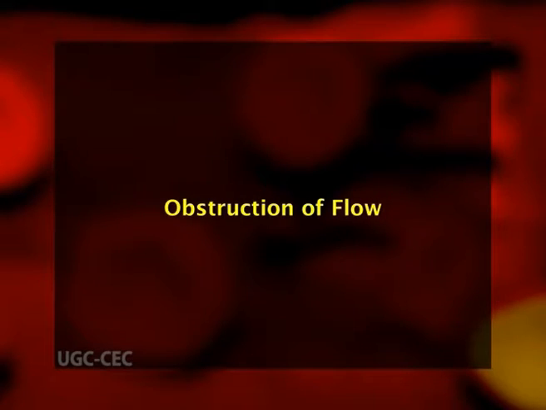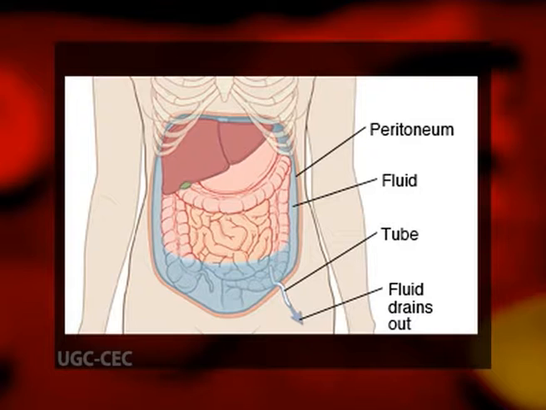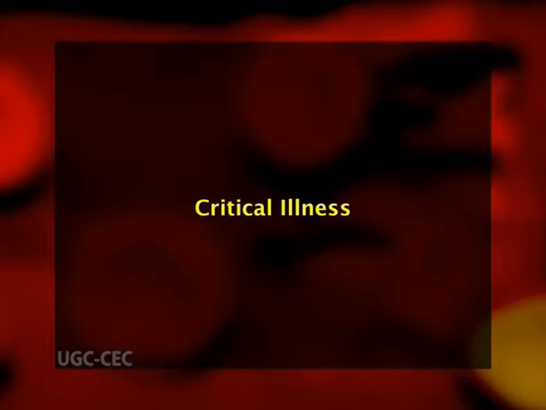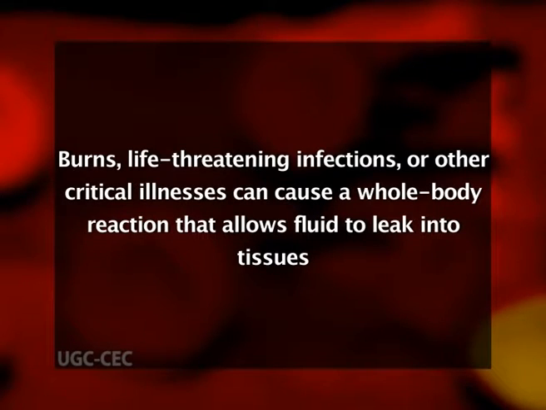Number third is obstruction of flow. If the drainage of fluid from a body part is blocked, fluid can back up. A blood clot in the deep veins of the leg can result in leg edema. A tumor blocking lymph or blood flow will cause edema in the affected area. Number fourth is critical illness. Burns, life-threatening infections or other critical illness can cause a whole body reaction that allows fluid to leak into the tissues almost everywhere. Widespread edema throughout the body can result.